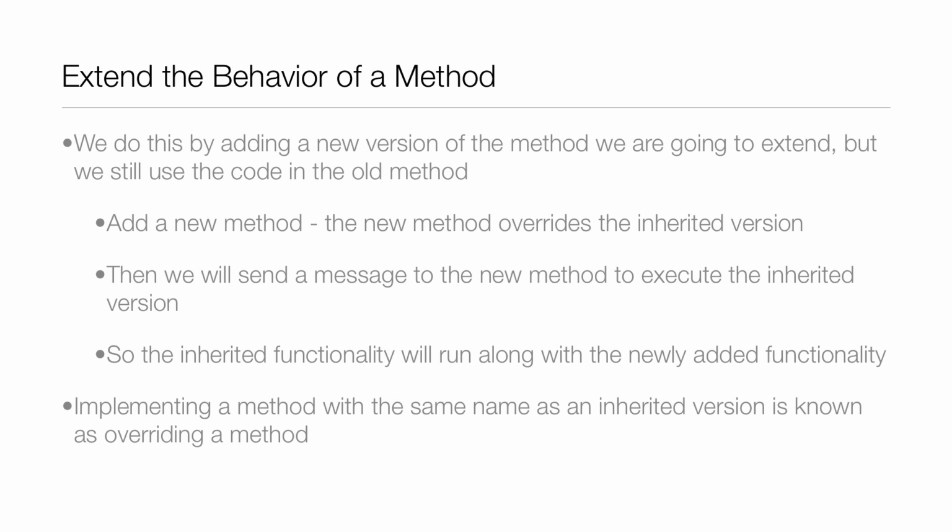So we have this method that has the same name as a method in the superclass, and we have added some new functionality, but then we also send a message to run the functionality in the method from the superclass. So you're running the original functionality and then the new functionality. So all in all, the inherited functionality will run along with the newly added functionality. And when you see this in code, it makes a whole lot more sense than me explaining it in bullet points on a keynote, obviously. And implementing a method with the same name as an inherited version is known as overriding a method.